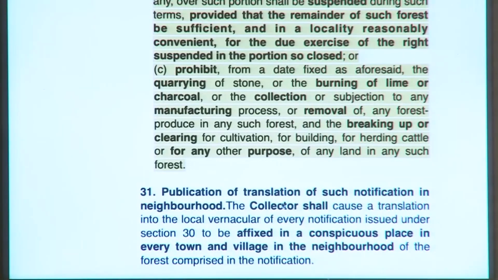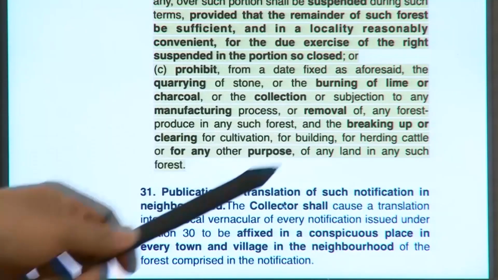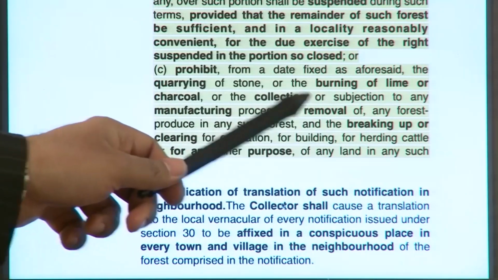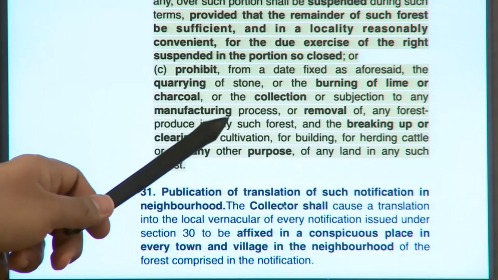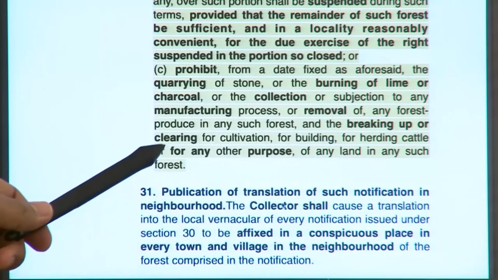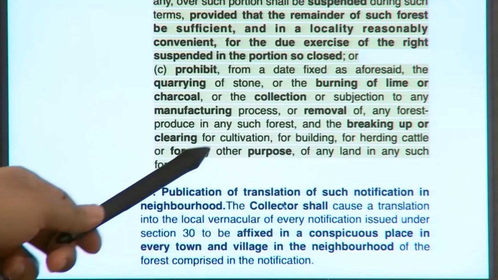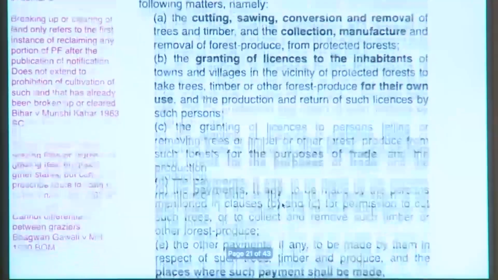or the government can prohibit from a date fixed as aforesaid the quarrying of stone, burning of lime or charcoal, or collection or subjection to any manufacturing process or removal of any forest produce in any such forest, or the breaking up or clearing for cultivation, for building, for herding cattle, or for any other purpose of any land in such forest. So, even inside a protected forest, the government can issue a notification that will say that these activities are also prohibited in the protected forest. So, they also become a forest offence.